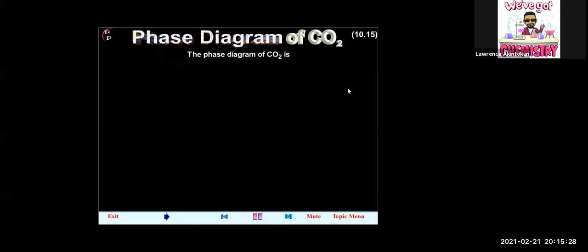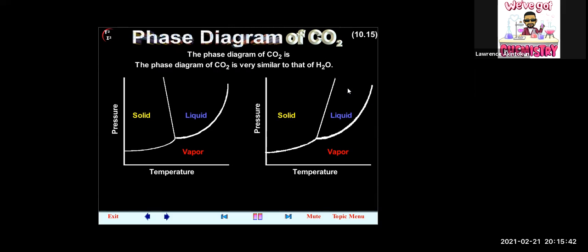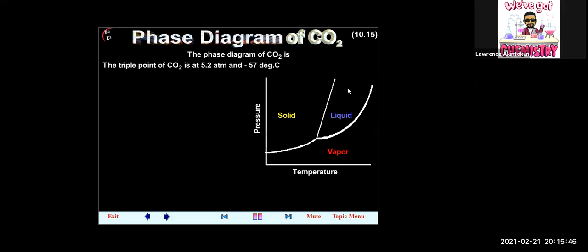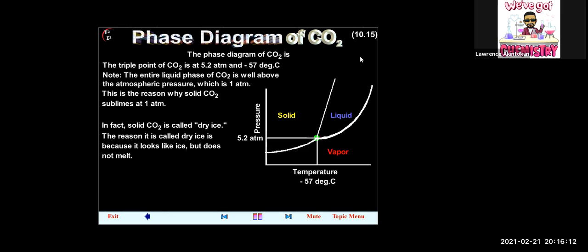The phase diagram of CO2 is divided into 3 regions: solid, liquid, and vapor. The phase diagram is very similar to H2O. The triple point of CO2 is at 5.2 atmospheres and minus 57 degrees centigrade. This is the reason why solid CO2 sublimes at 1 atmosphere. In fact, solid CO2 is called dry ice. The reason it is called dry ice is because it looks like ice but does not melt.